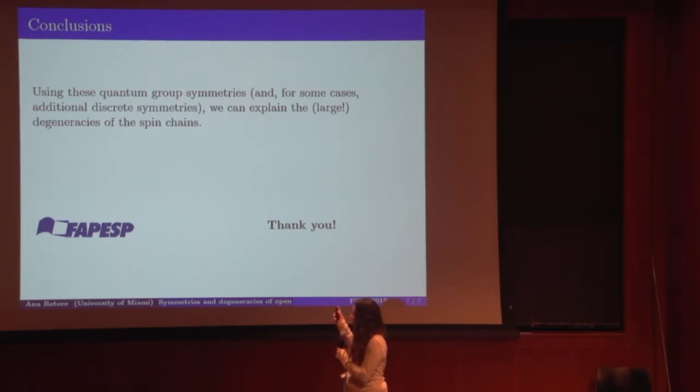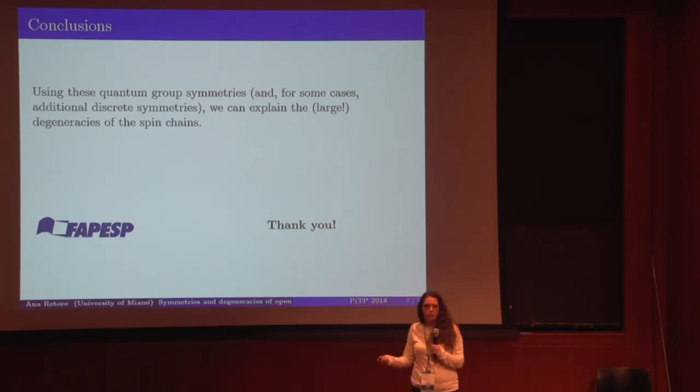I mentioned rational first, and then trigonometric in the open case. The elliptic case we didn't look at. Periodic boundary conditions for trigonometric break these nice symmetries; they don't appear if you consider a closed spin chain. We don't have these really high degeneracies for trigonometric R matrices. There is an integrable open chain in the rational case too. Yes. Thank you.